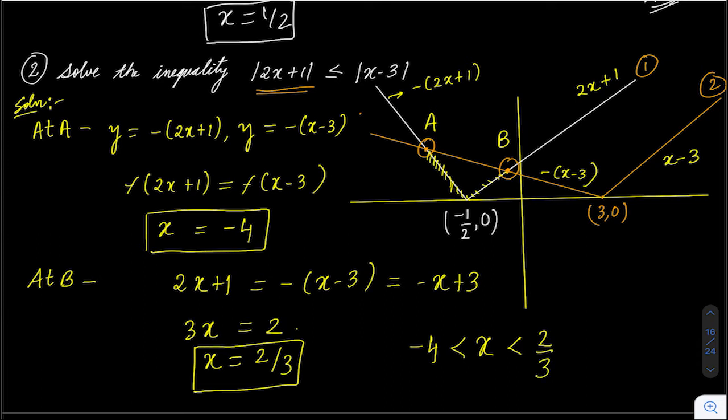And one more important thing, if you notice here, you can see that there is an equal to sign here also. So it means we have to use the equal to sign here also, because these points are also to be included, because at these 2 points both the curves are equal. So that is my answer.